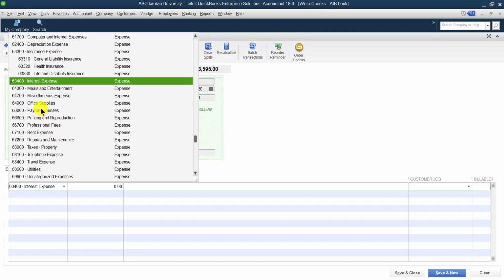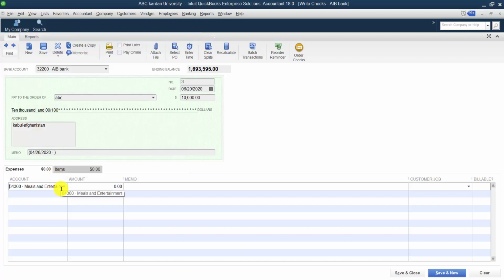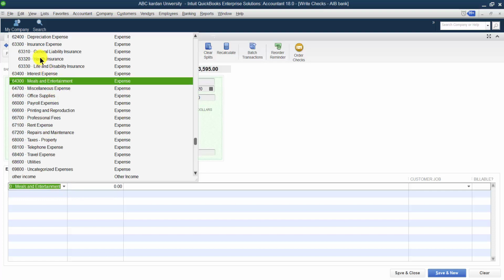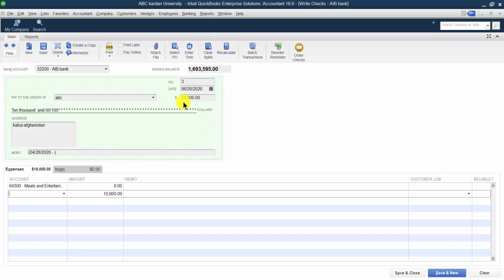Let us say, for example, this amount of 10,000 that we want to pay is because of meals and entertainment, right? Or for example, because of health insurance. It just shows that this amount which you want to pay belongs to which type of expenses, right? Let us say this belongs to meals and entertainment, for example, 5,000.